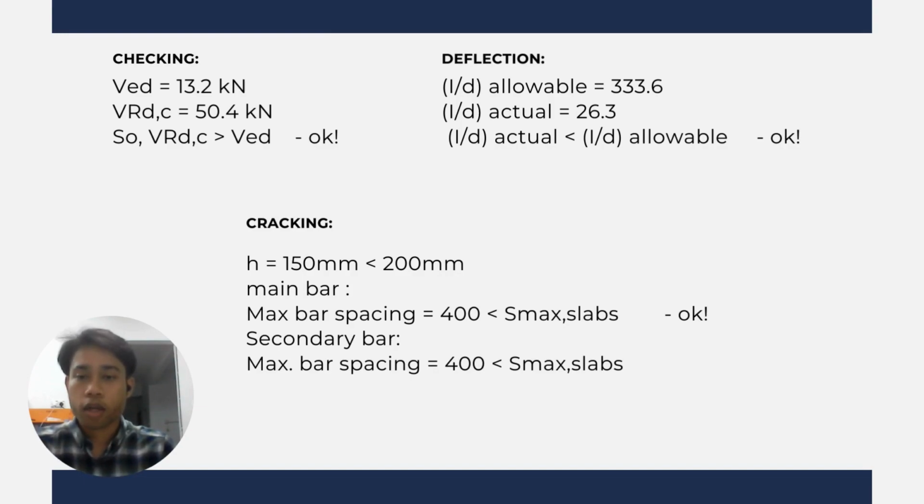So for the answer, PRDC we get more than PED, so the result is okay. For the deflection, I per D actual is less than I per D allowable, and the result is also okay. For the cracking, first main bar, for the max bar spacing we use 400, which is less than S max labs. And for the secondary bar, maximum bar spacing we use 400, which is less than S max labs, and the result is okay.